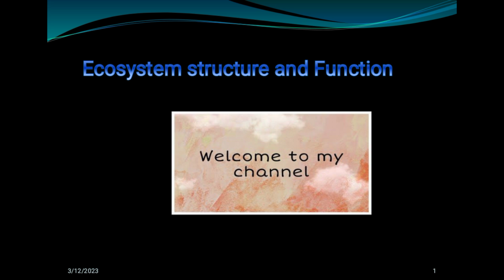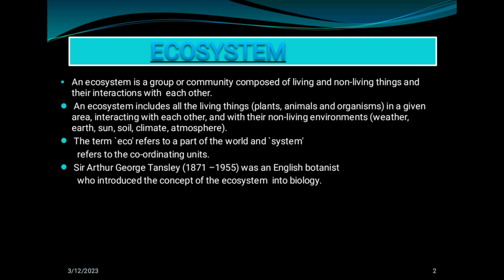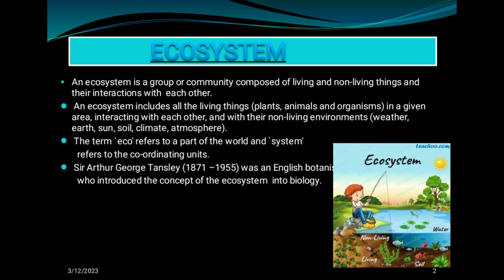Ecosystem structure and functions. First slide, ecosystem. An ecosystem is a group or community composed of living and non-living things and their interaction with each other. Second, an ecosystem includes all the living things in a given area interacting with each other and with their non-living environments. For example, weather, earth, sun, soil, climate, etc.